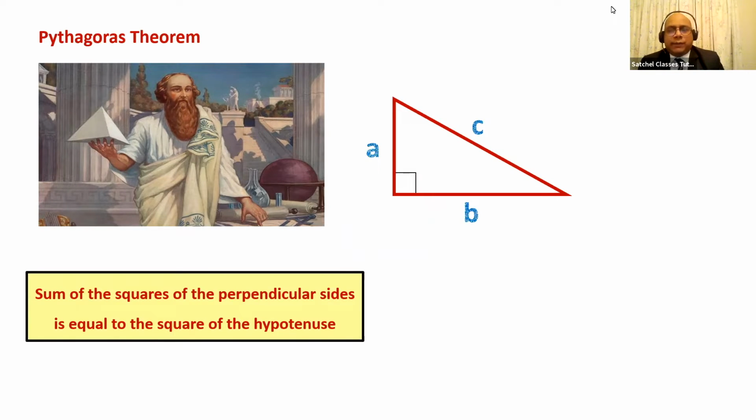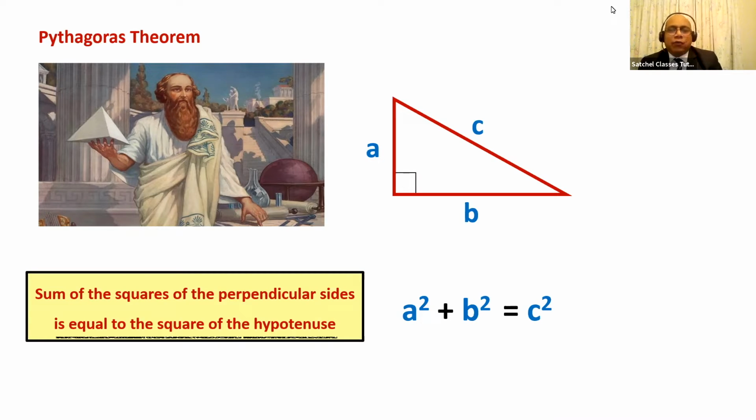For example, if I label the sides as A, B, and C, where C is the hypotenuse, A and B are the perpendicular sides, then what Pythagoras said is the sum of the squares of the perpendicular sides. So if I square the perpendicular sides, I'll get A squared and B squared. And sum means addition, correct? A squared plus B squared. And he said that is equal to the square of the hypotenuse, which is C squared, right?